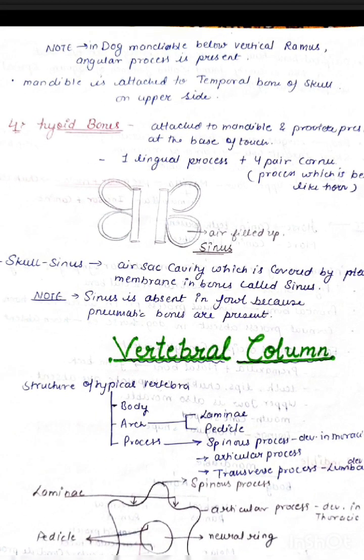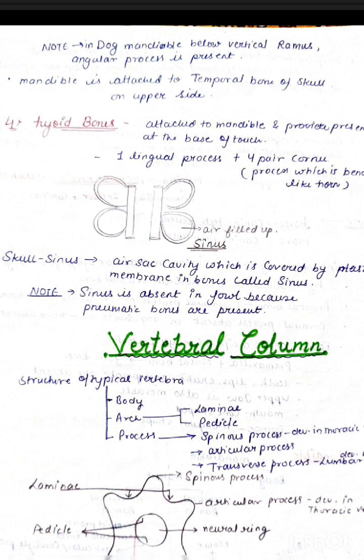There is a note that in the mandible, below the vertical ramus, the angular process is present, and on the upper side it is attached to the temporal bone of the skull. The fourth point is about the hyoid bone. This is how the hyoid bone looks. This is the structure of the hyoid bone.